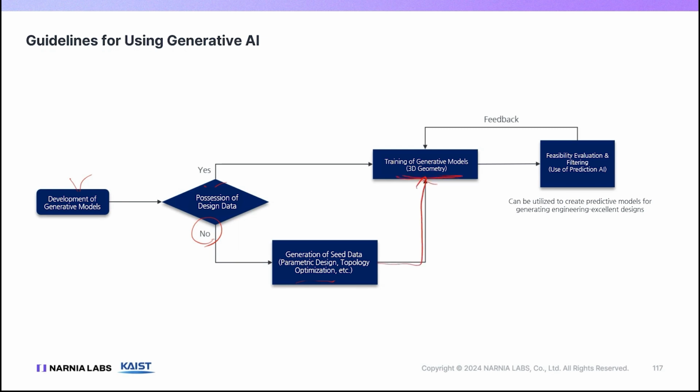When training the generative model, it's not just about generating data, you also need to use predictive AI to provide feedback. You can filter out whether a design is good or bad by generating it and then providing feedback. Or you can incorporate the evaluation method from the beginning of the generation process so that only those designs that meet the criteria are generated.